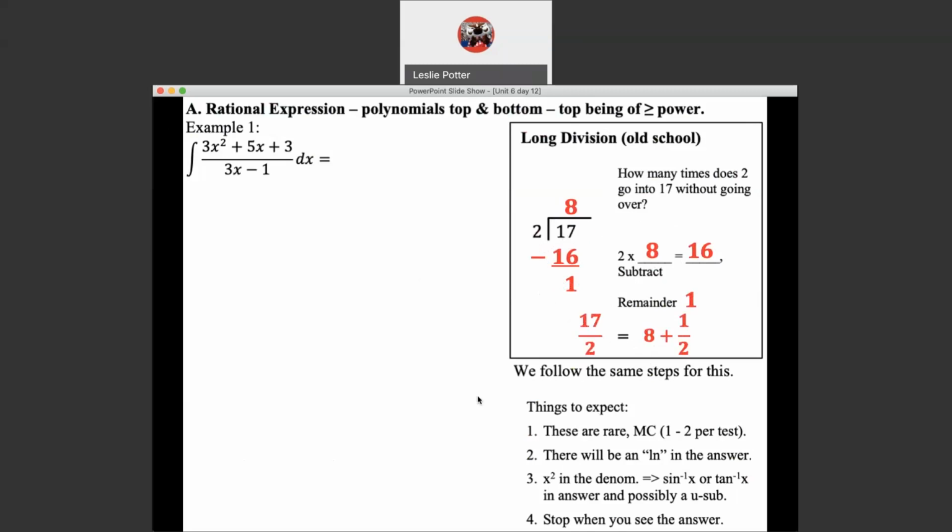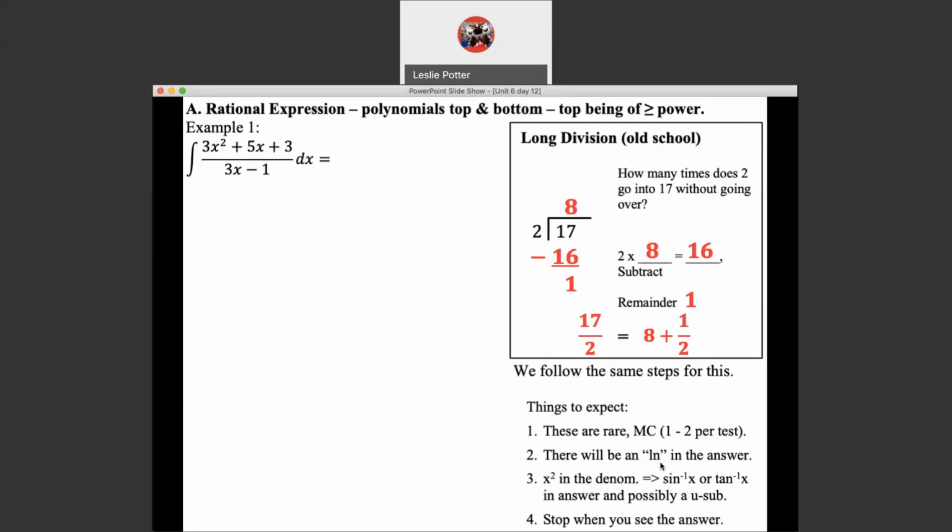So things to expect for this particular strategy. These questions are rare. They're usually on the multiple choice. There's 1, maybe 2 per test. So in other words, when you take an AP test in May, you may have a long division problem, or you may have a completing the square problem. Occasionally, you might have one of each.